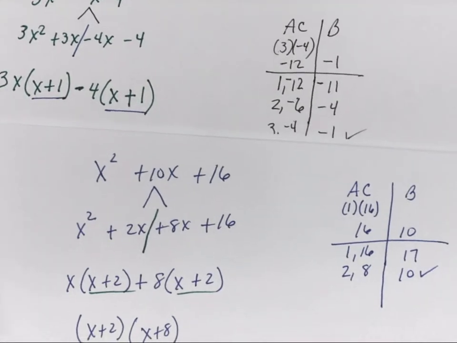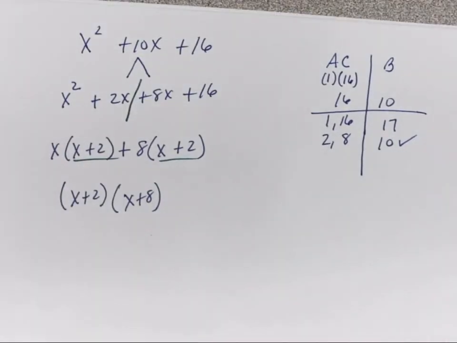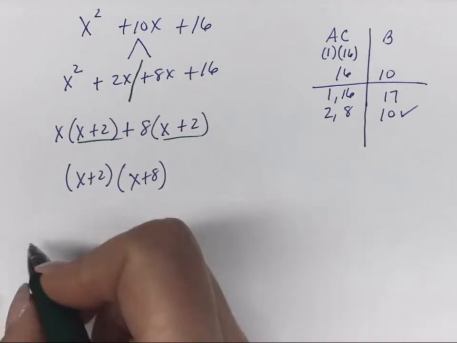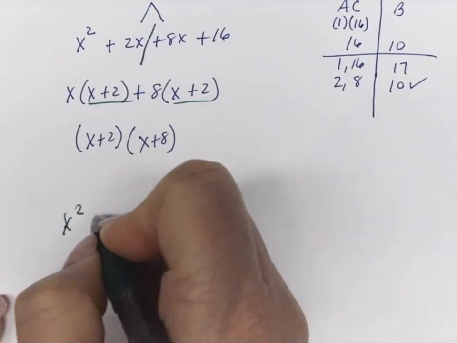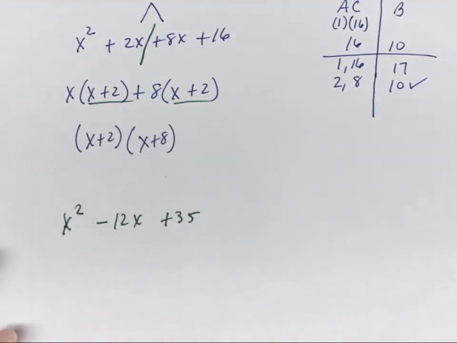We'll do another one of these and you'll see that. That is going to happen each time there's just a 1 in front of our x squared. All right, so here is x squared minus 12x plus 35.